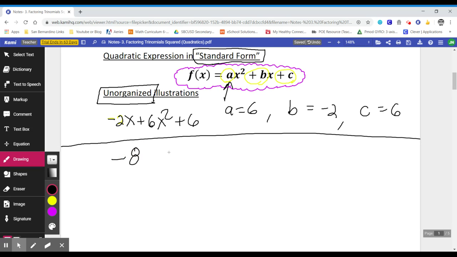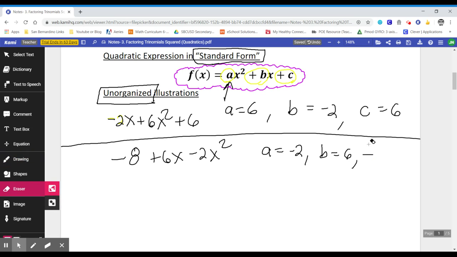So let's say we have negative 8 plus 6x minus 2x squared. If I were to ask you what is a, b, and c in that, you should know that a is the number in front of the x squared, so a is equal to negative 2. b is in front of the x, so in this case, b is equal to 6. And then finally, c is the number without the variable, which is negative 8. So I would write c equals negative 8.